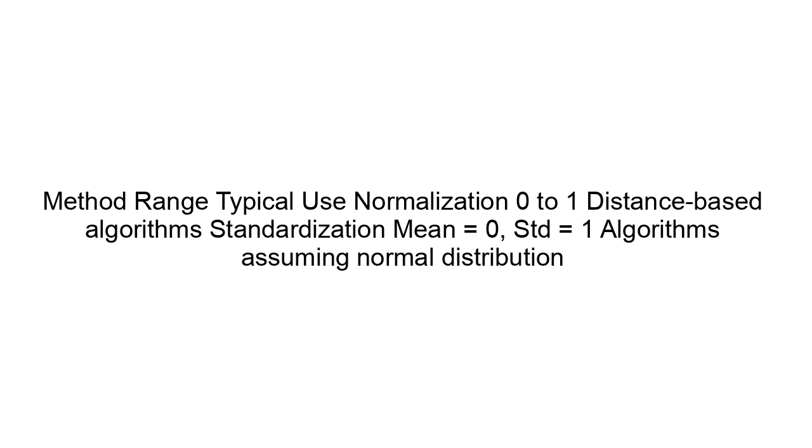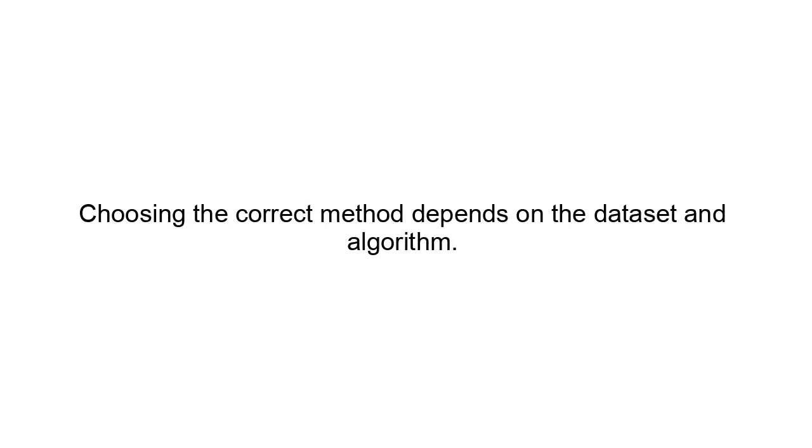Normalization versus standardization. Normalization is often compared with another scaling technique called standardization. Method, range, typical use. Normalization: 0 to 1, distance-based algorithms. Standardization: mean equals 0, STD equals 1, algorithms assuming normal distribution. Example concept: normalization means fixed range. Standardization means centered distribution. Choosing the correct method depends on the dataset and algorithm.